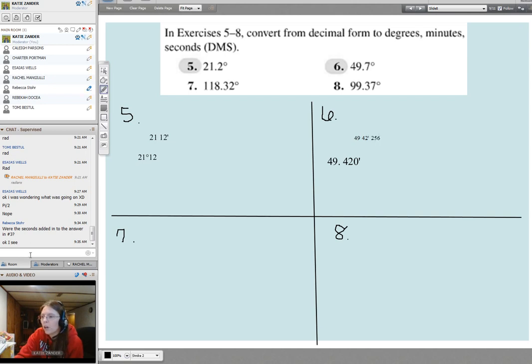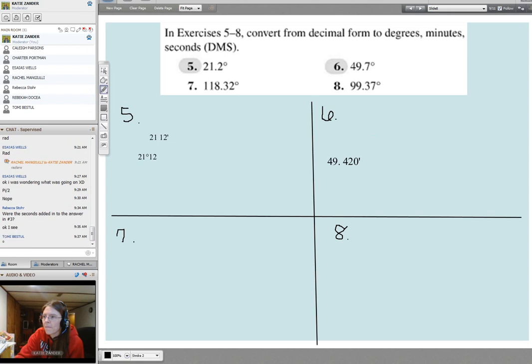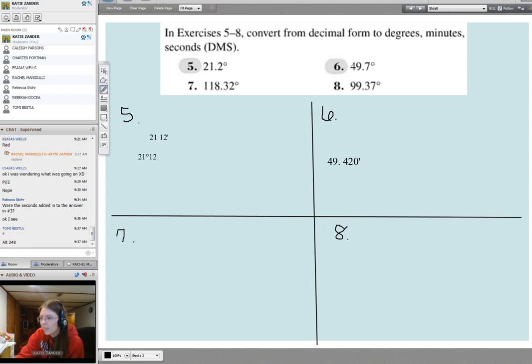Who's got the alt code for the degree sign? Is it Alt 0178 or 2178? I used to have it memorized. Alt 248. Okay, so the degree sign, to type that on a computer, is Alt 248.